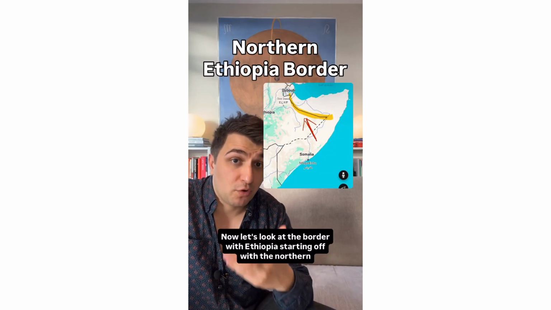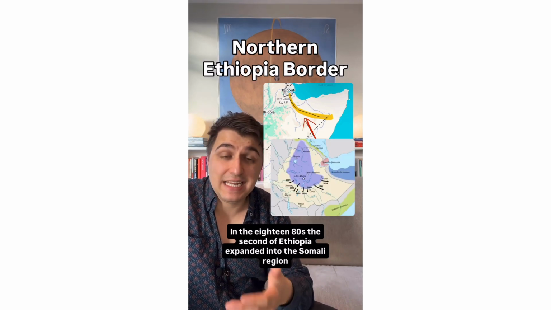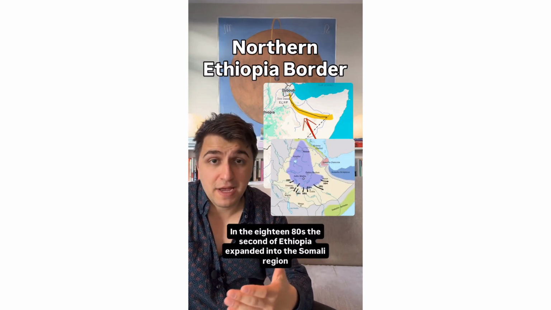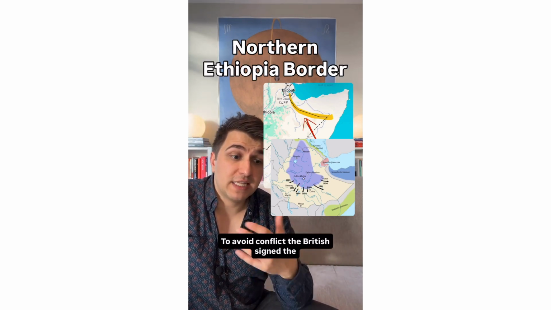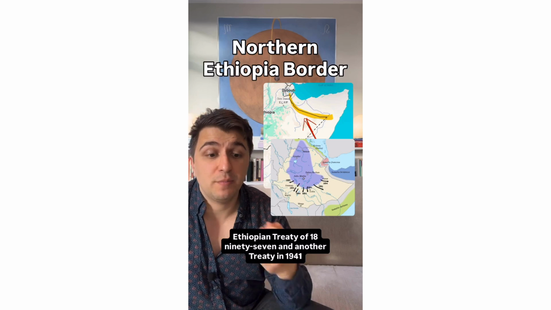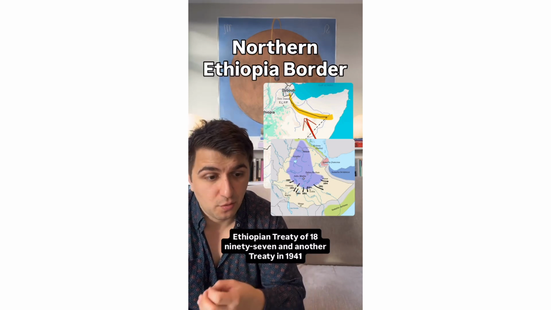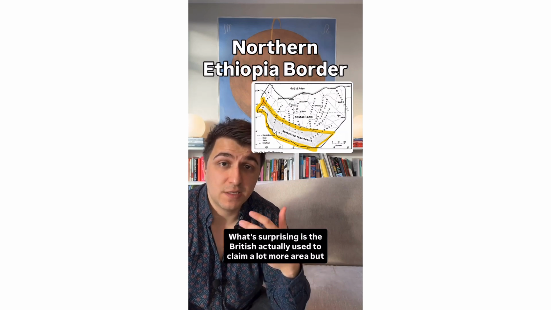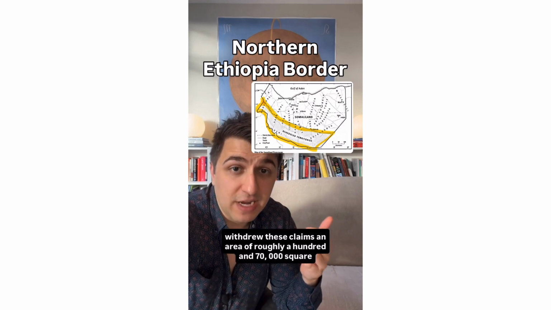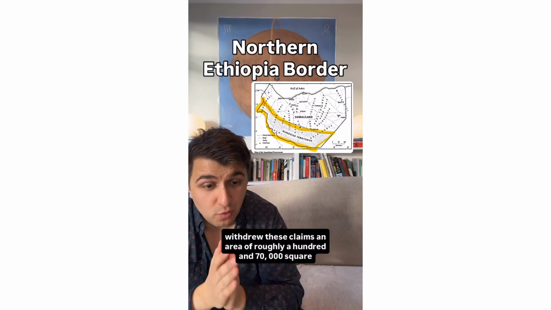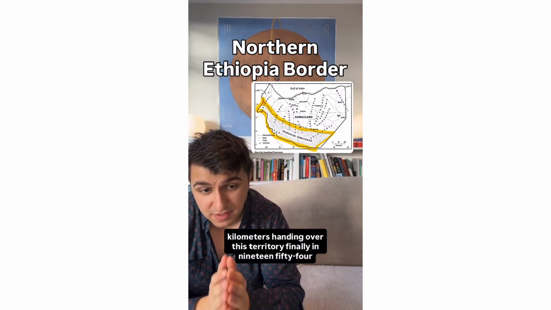Now let's look at the border with Ethiopia, starting off with the northern areas. In the 1880s, Emperor Menelik II of Ethiopia expanded into the Somali region of Ogaden. To avoid conflict, the British signed the Anglo-Ethiopian Treaty of 1897 and another treaty in 1941. What's surprising is the British actually used to claim a lot more area, but withdrew these claims, an area of roughly 170,000 square kilometers, handing over this territory finally in 1954.